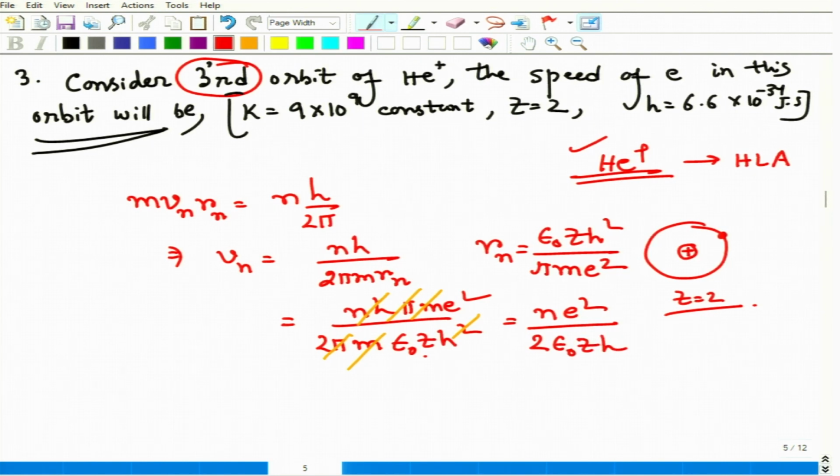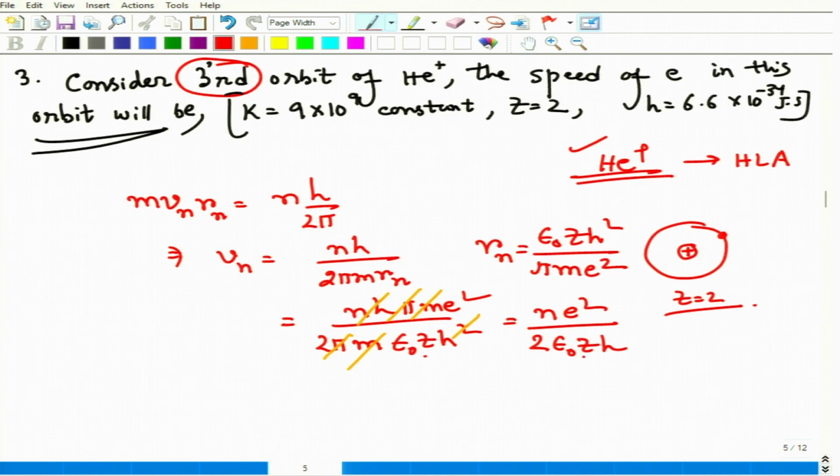Something like this. So now directly you can put n equals 3, e is the charge of the electron, epsilon naught Z h, but that is very difficult actually, because these values are not provided. Epsilon naught you don't know, e you don't know, you can remember, but those values are not provided here. So we have to do it in a different way. How can you do that? If you look at the formula, there is Z and there is n, v_n.